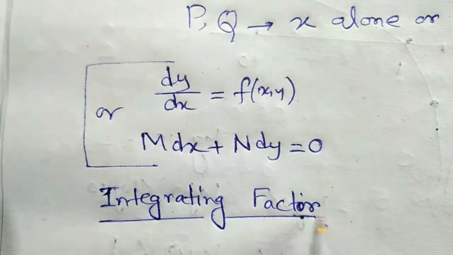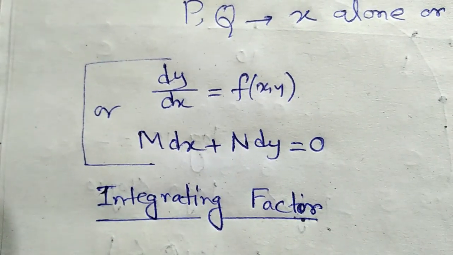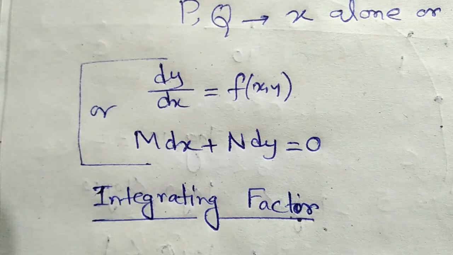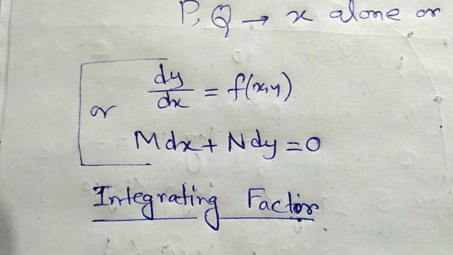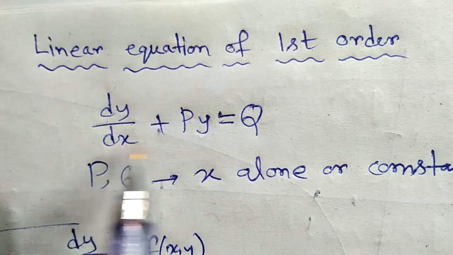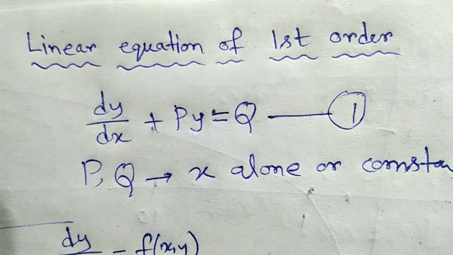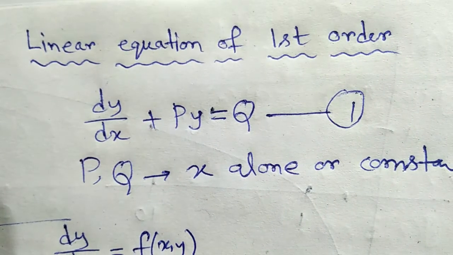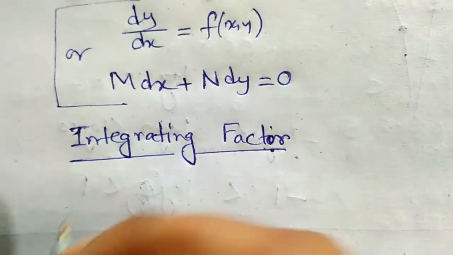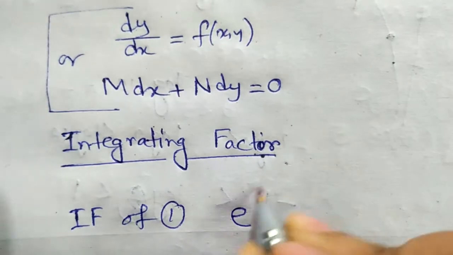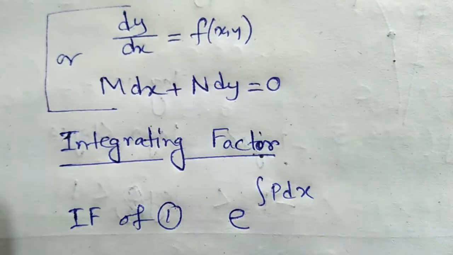So what is an integrating factor? An integrating factor is a multiplying factor by which the equation can be made exact. Now see, this is our given linear equation of first order, numbering it as 1. In this case the integrating factor of 1 will be e to the power integral P dx.